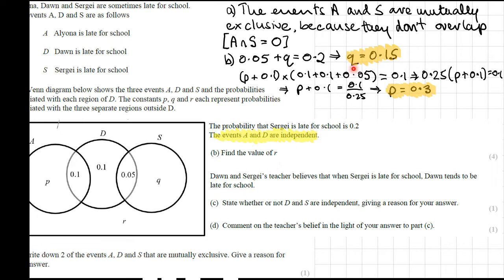We found Q, we found P. We need to use all of that to find R. So actually what I'm going to do on my Venn diagram is write down those values. So let's stick 0.3 here.